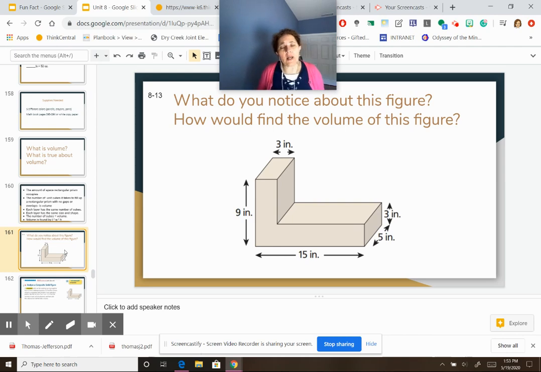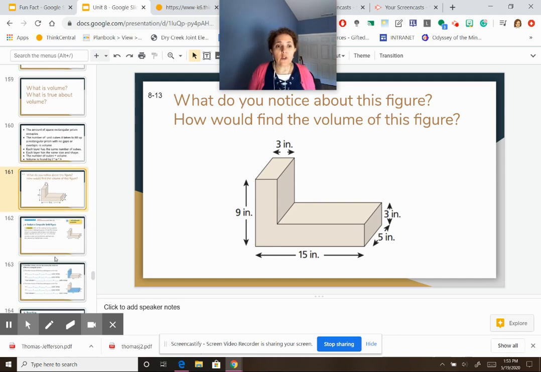So look at this shape and see what's different about this shape than the shapes that we've been dealing with so far. Okay, so pause the video, look at it, and see what's different about it. And how do you think you would find the volume of this shape? Okay, so different ways to find the volume, right? So if you said maybe breaking it apart into 2 different prisms and then finding the volume, that's exactly what we're doing.